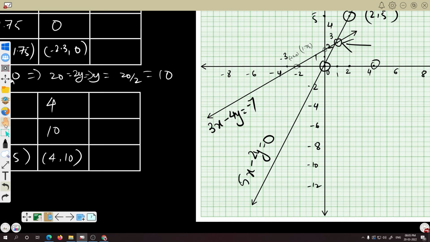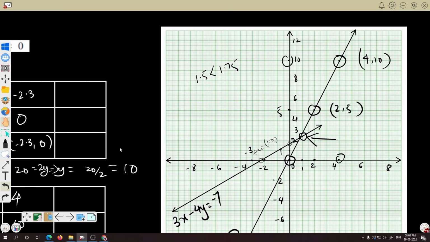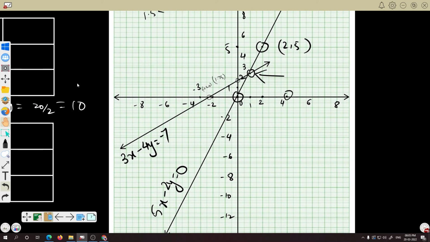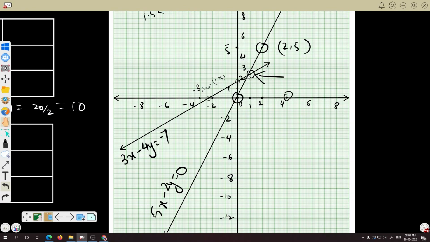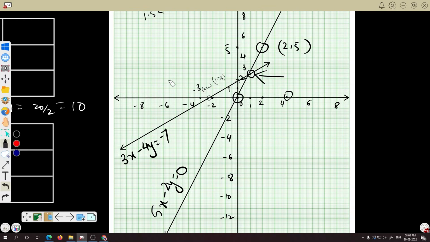Again, I'll zoom in. Fine. So if you look at this, if I drop the perpendicular from this point on the x-axis, this is not exactly 1. This turns out to be, I guess, 0.9 something.